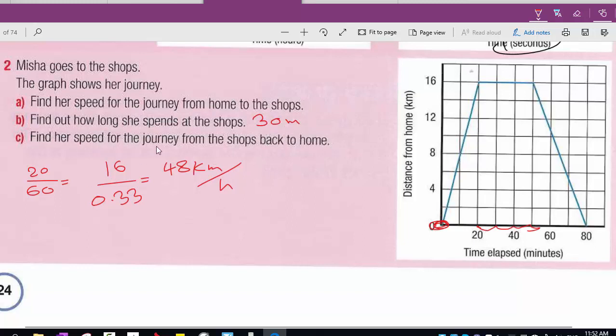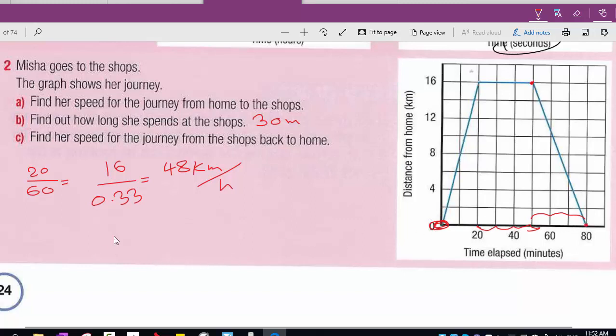Find her speed for the journey from the shops back to home. From the shops, from here back to home is again 16 kilometers, but this time the time is more. So how long did it take? 10 minutes, 20 minutes, 30 minutes. It took her 30 minutes to go back home.